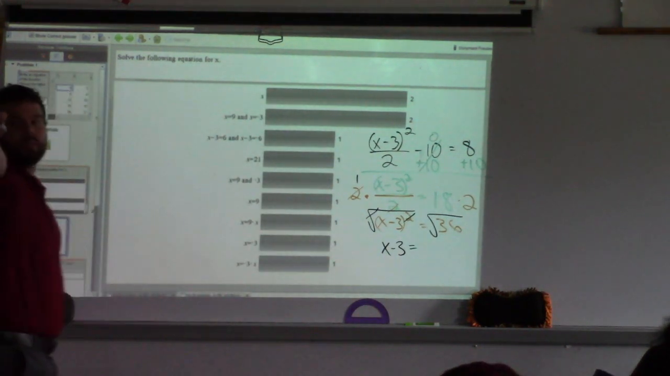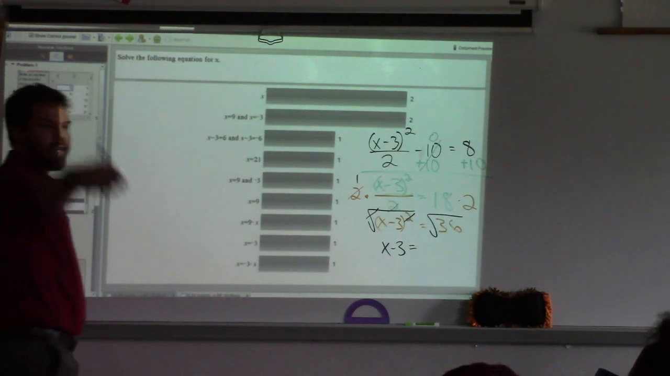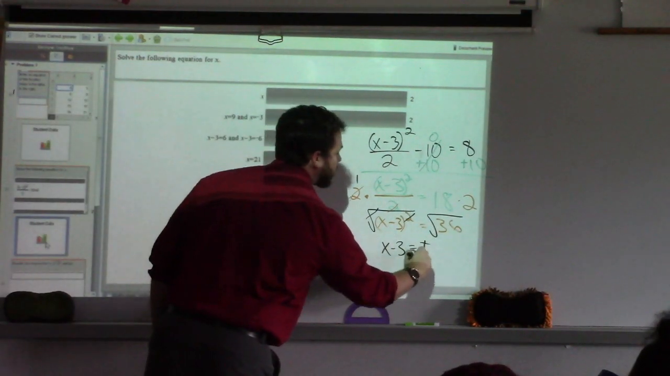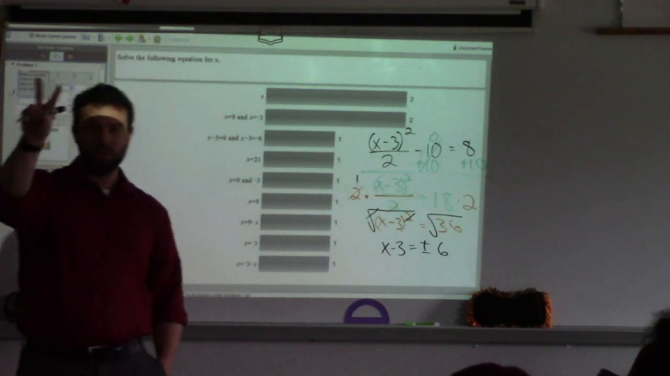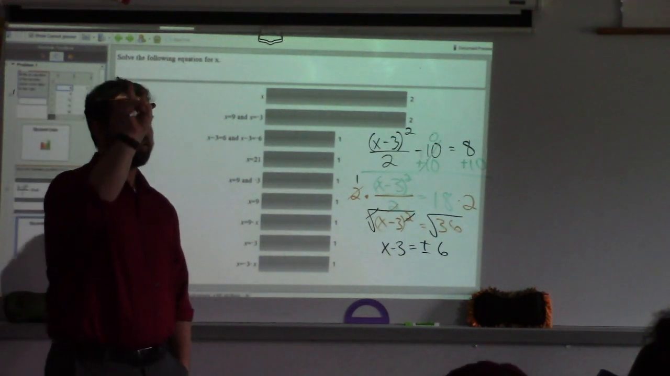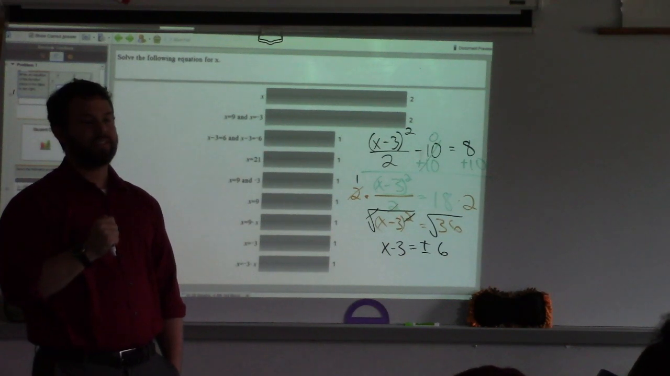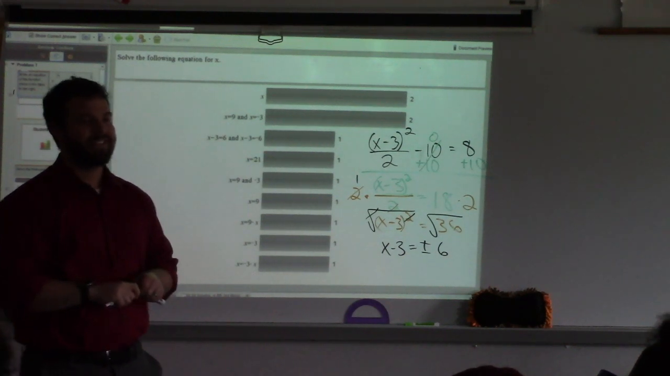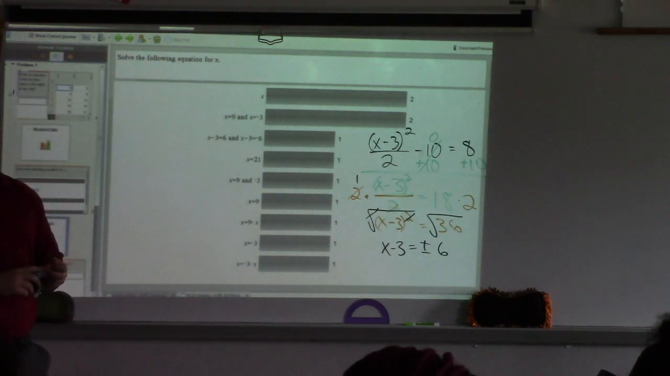Braden, what is it equal to? 6. Or plus or minus 6. We have got to remember, when we take that square root, there's 2 answers, a positive and a negative. Jordan's giving me those eyes like, dang, I totally forgot that, Mr. Kinney. Is that a good reminder? Did we forget it? Is it okay that we forgot it? Gotta learn from those mistakes.